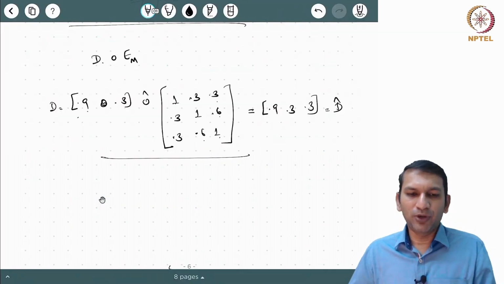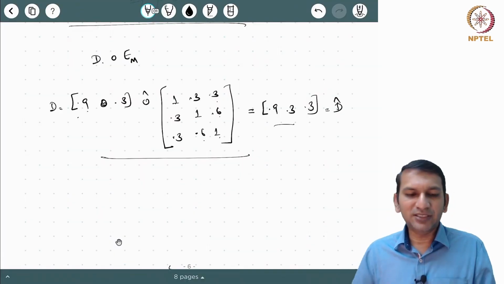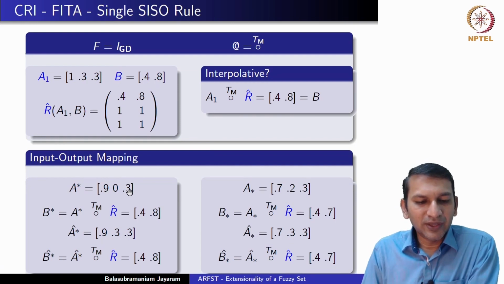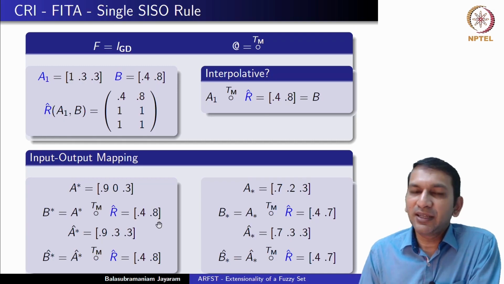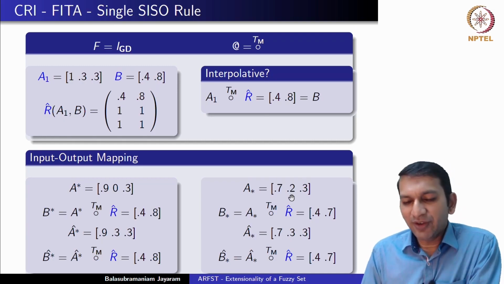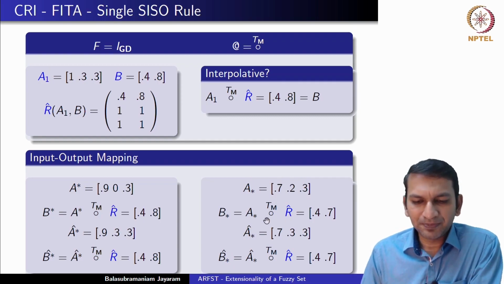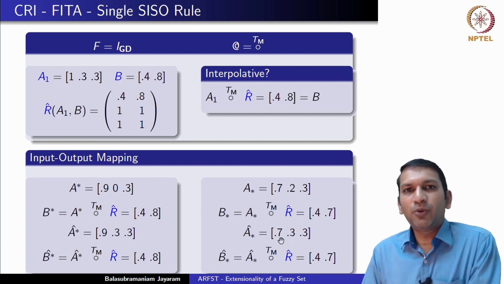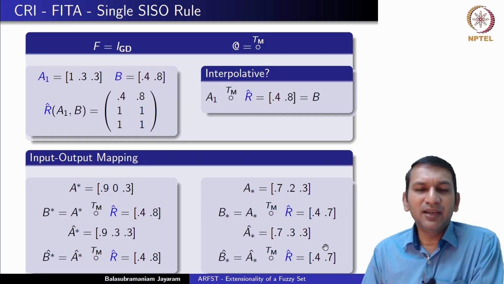We have seen D to be 0.9, 0.3, and that is A star, and A star cap is 0.9, 0.3, 0.3, which is essentially the extensional hull of A star. And we see that whether we give this A star or its extensional hull, we seem to be obtaining identical outputs. Once again, it can be verified that 0.7, 0.2, 0.3 is actually not extensional with respect to this R cap and minimum T now, but its extensional hull is in fact 0.7, 0.3, 0.3. And once again we see that we get identical outputs.